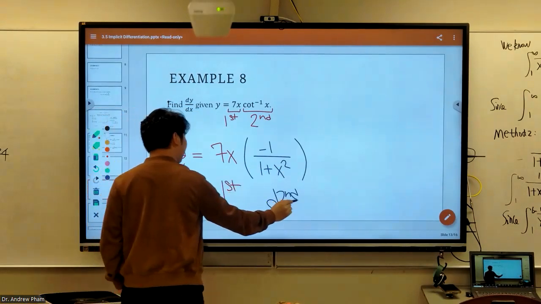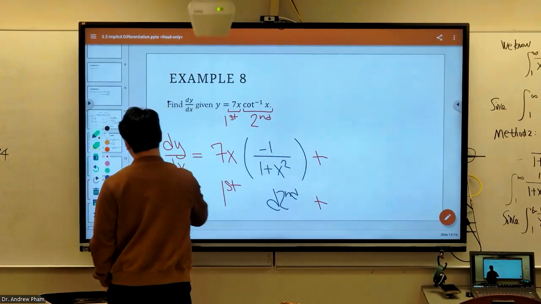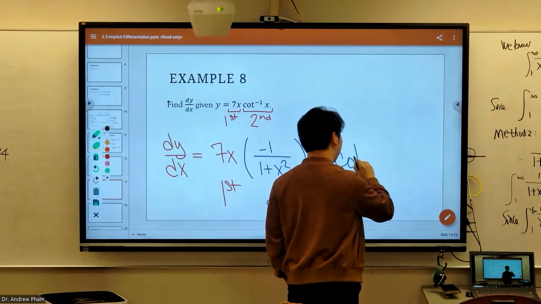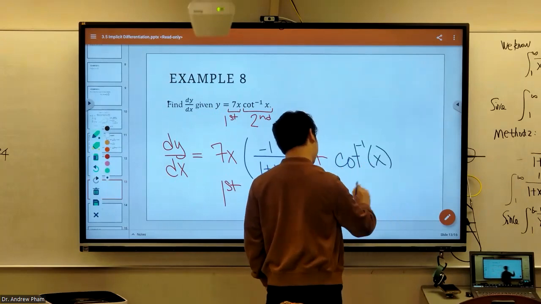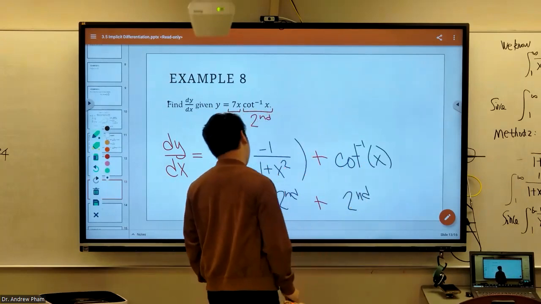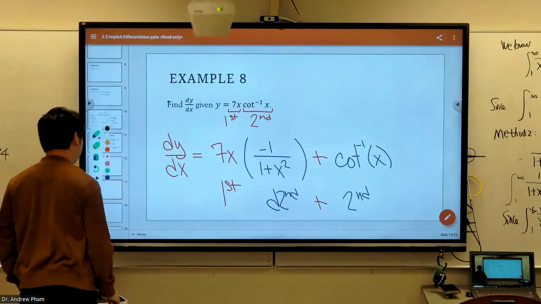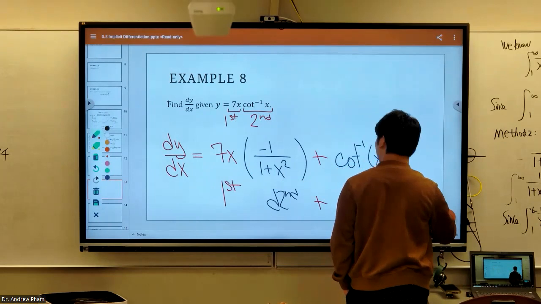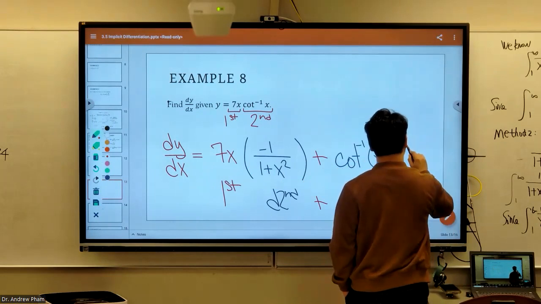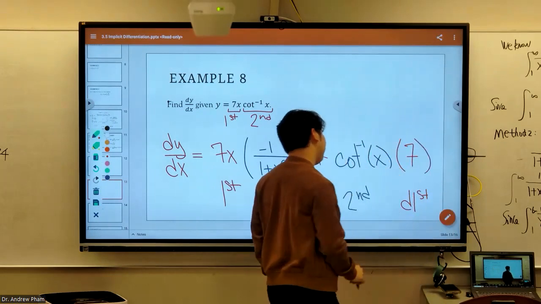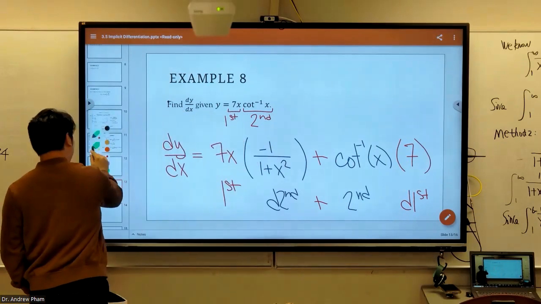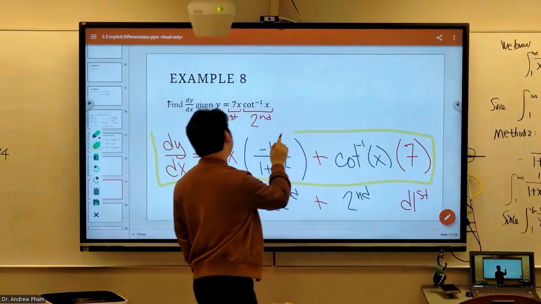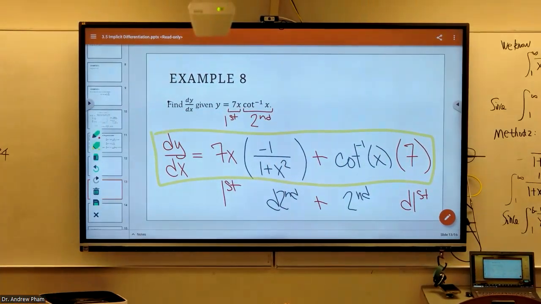So first d second plus the second. We just copy down the second, cotangent inverse of x, times the d first. What's the derivative of my first? Yeah, we just have a plain 7. And then we're done. We've done the calculus portion at least. Again, granted, unsimplified, but that's not our concern for now.